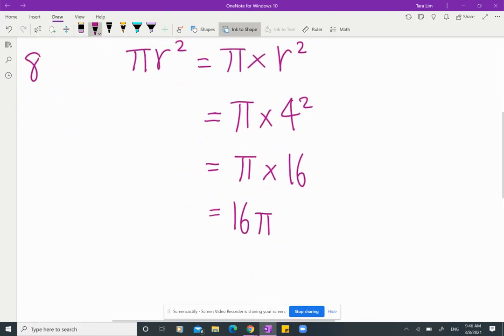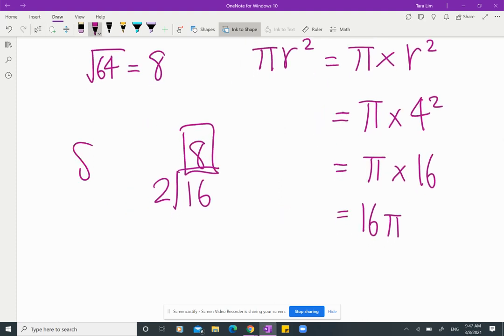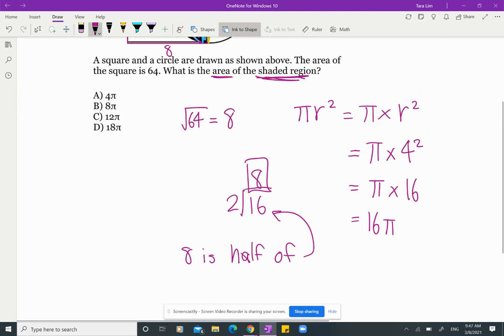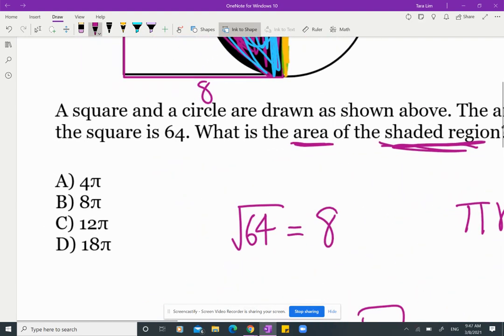So what we can do is 16 divided by 2. That gives us 8, which is half of the whole circle. So now we calculated the area of the shaded region, which is 8 pi. So we know that the correct answer is B.